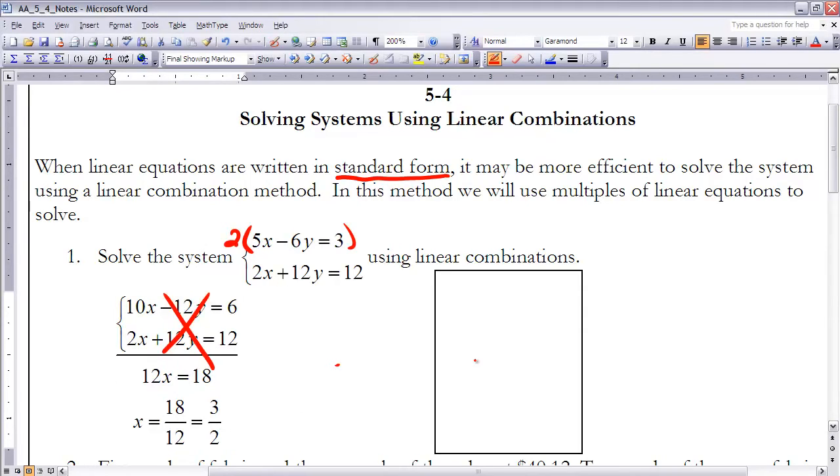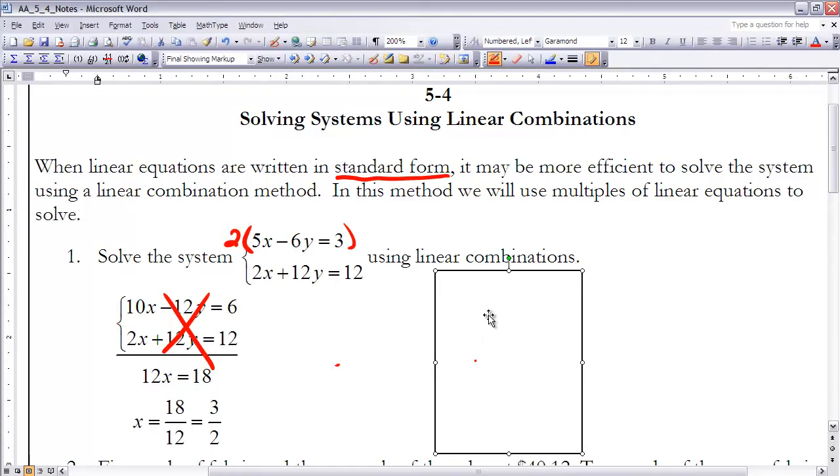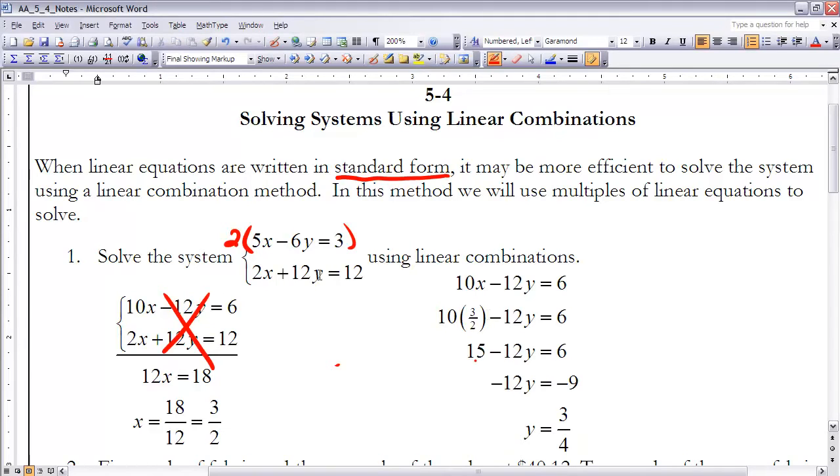Now, the next thing I want to do is solve for y. I can plug my x value into any of my equations, and it doesn't matter which one. I actually elected to use 10x minus 12y equals 6, and that's okay. I could use one of the original ones or one of the multiplied ones. If I do that, I find that y is equal to 3/4. Therefore, the solution to this system is the ordered pair (3/2, 3/4).